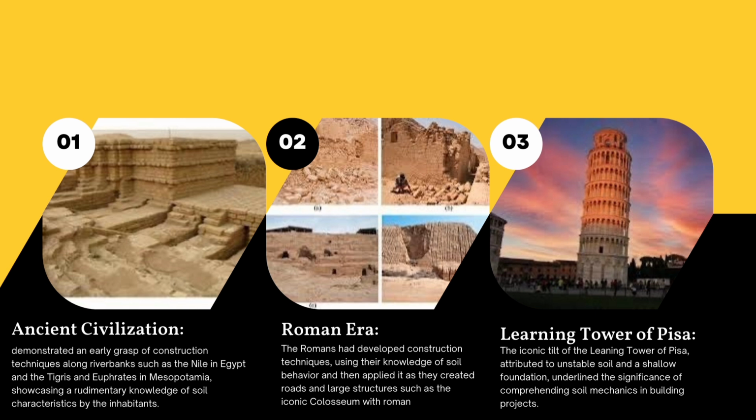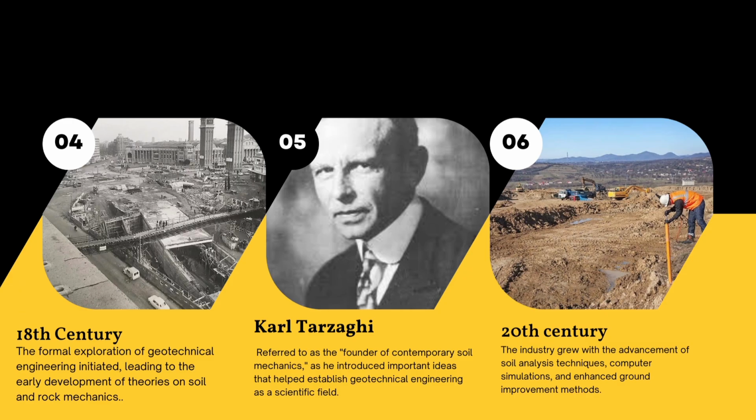Moving on, in 1173, the iconic tilt of the Leaning Tower of Pisa, caused by unstable soil and a shallow foundation, actually highlighted the importance of soil mechanics. Then, around the 18th century, this is where the formal exploration of geotechnical engineering initiated. Thus, it led to the early development of theories on soil and rock mechanics.